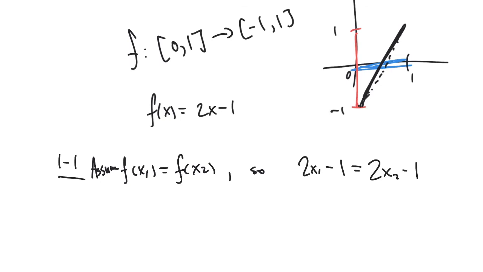We need to conclude x1 equals x2, but we can first add 1 to both sides. So 2x1 equals 2x2, and then divide by 2, so x1 equals x2, which is what we wanted to show, that it's one-to-one, right?